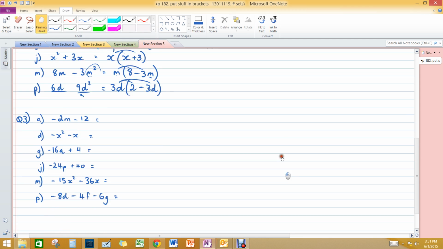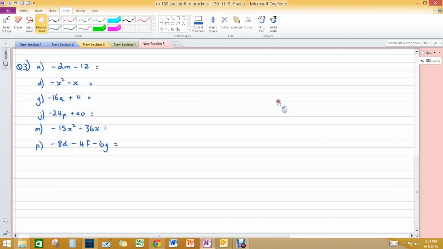Alright, question 3 is the final question that we're going to be doing today. Common factor here. Now, before I do that, what you will notice is all of these ones have negatives. So question 3 is about factoring out that negative number. Because when we're dealing with common factors, wherever possible, we don't want the negative inside the brackets.